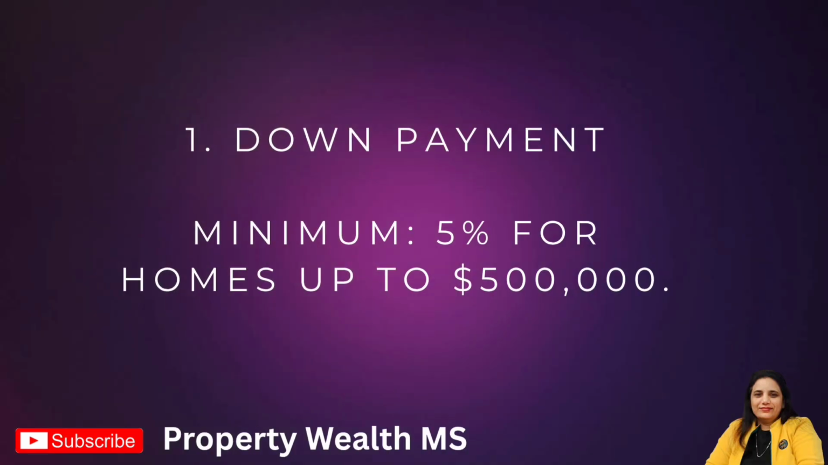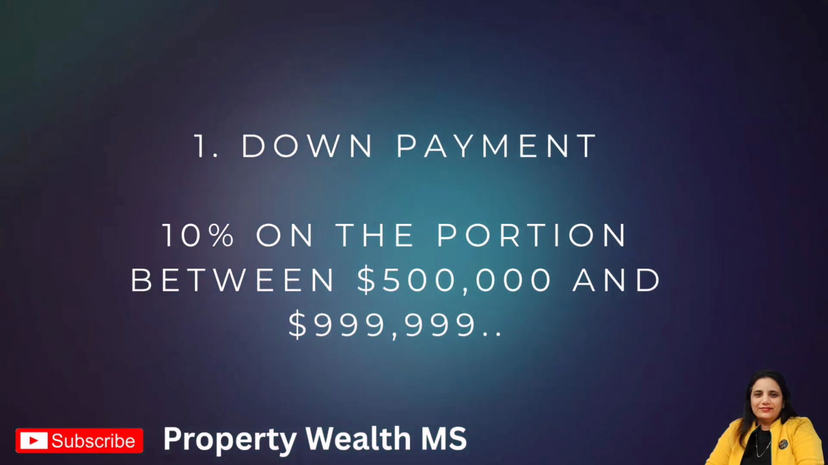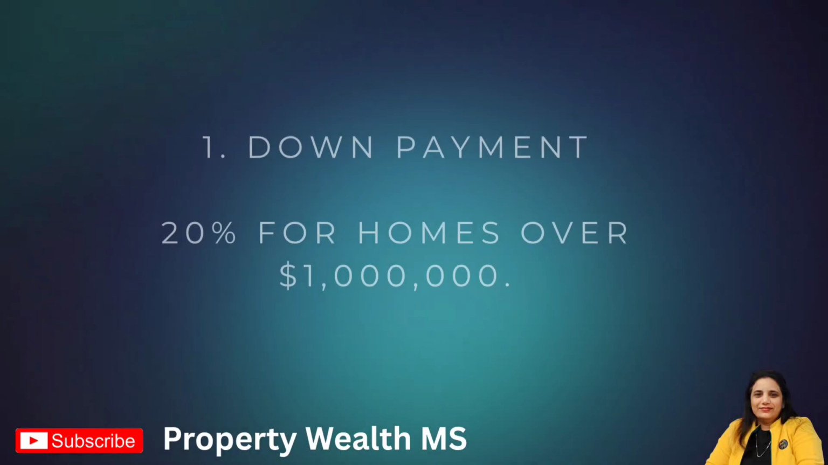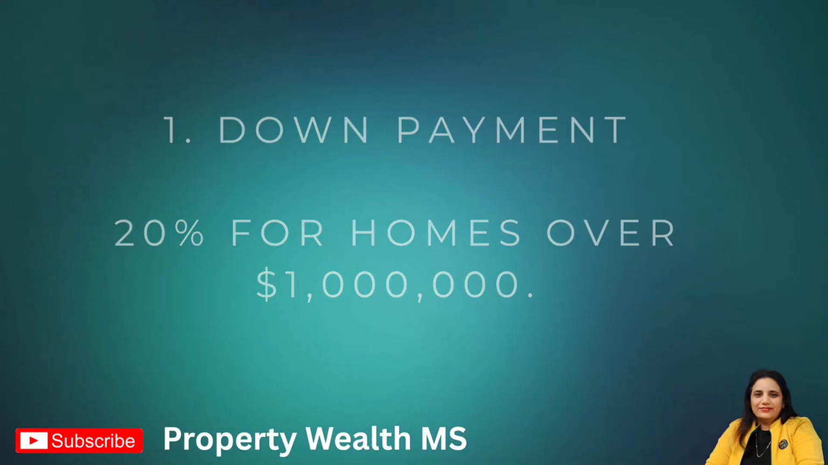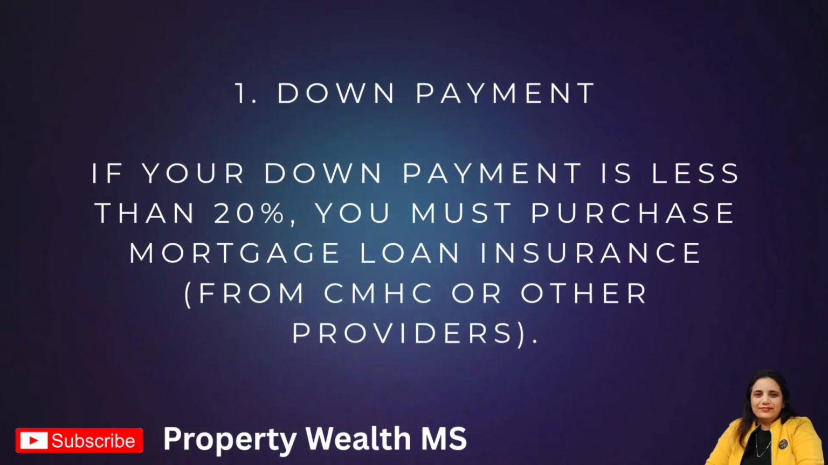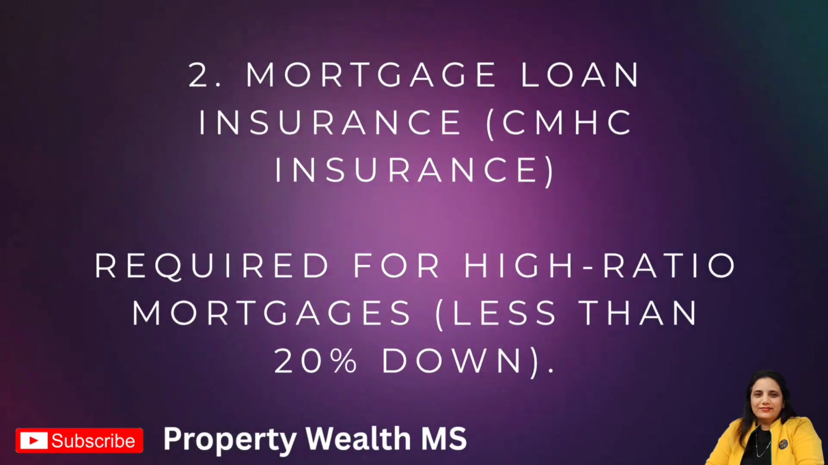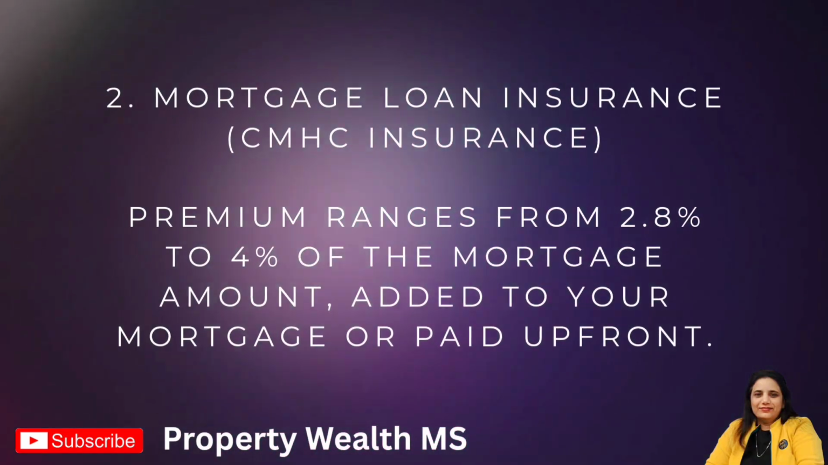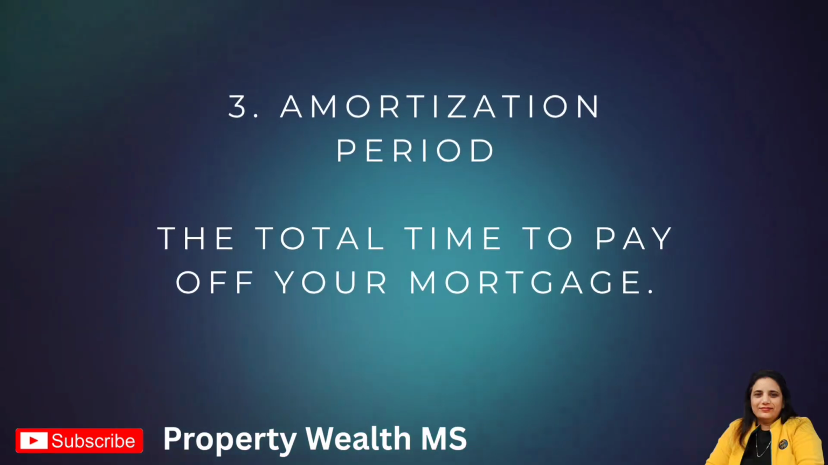First key element is the down payment. Minimum 5% of the home price up to 500k. 10% on the portion between 500k and 999k. 20% for homes of 1000k and over. If your down payment is less than 20%, you must purchase mortgage loan insurance from the CMHC or another provider, which is required for high ratio mortgages with less than 20% down payment, and premiums range from 2.8% to 4% of the mortgage amount, added to your mortgage loan.